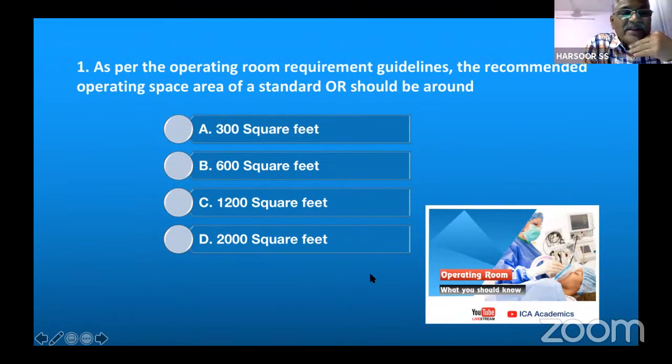I'm going to read out the first question. As per the operating room requirement guidelines, the recommended operating space area of a standard operating room should be around, there are 4 options: 300 square feet, 600 square feet, 1200 square feet, or 2000 square feet. Your time starts now. In the next 20 seconds, I expect many of the participants to give their answer.